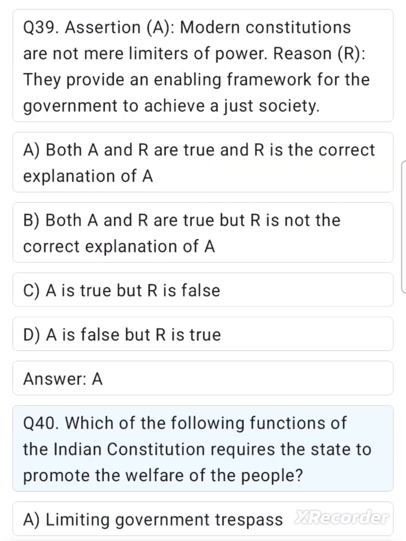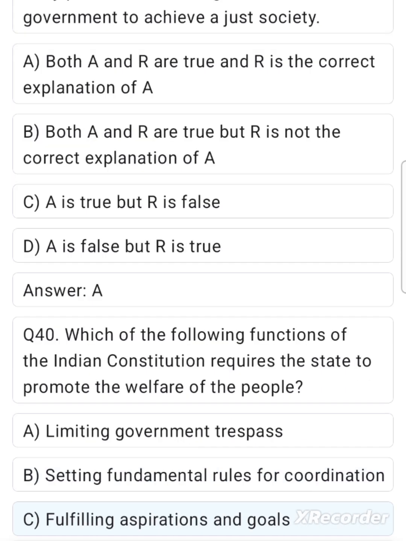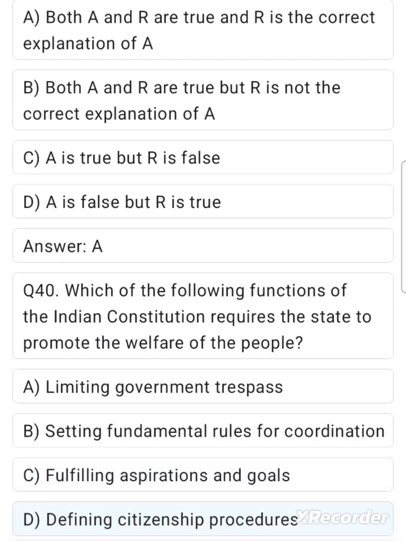Q40. Which of the following functions of the Indian Constitution requires the state to promote the welfare of the people? A. Limiting government trespass. B. Setting fundamental rules for coordination. C. Fulfilling aspirations and goals. D. Defining citizenship procedures. Answer.